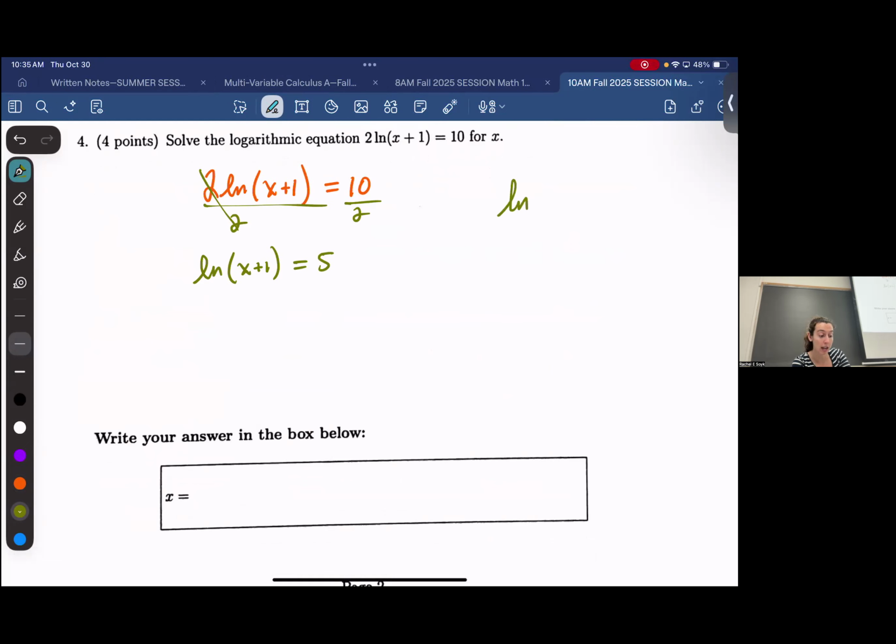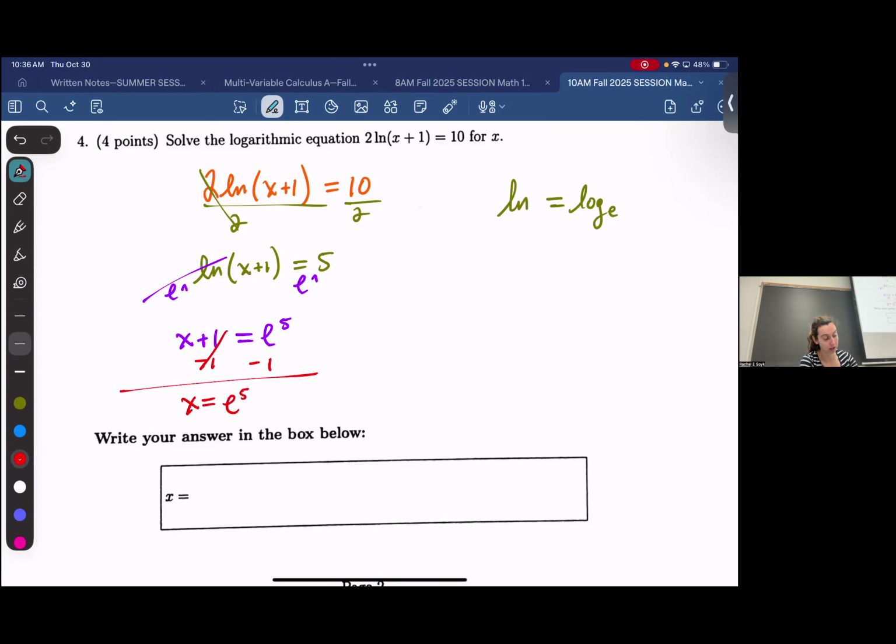And just keep in mind, our ln is the same as what? Log base e. So to get rid of that natural log, we want to e both sides. And so when we do, then we just get our left-hand side to be x plus 1, and then our right-hand side to be e to the 5th. And then our very last step is to subtract 1 from both sides so that we get x to simply be e to the 5th minus 1. And yeah, so that completes our quiz 12.